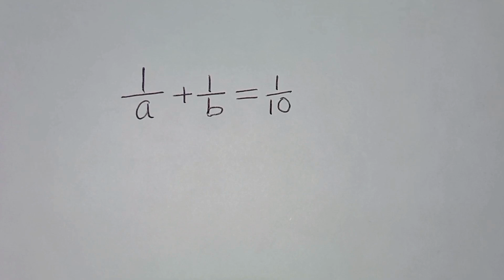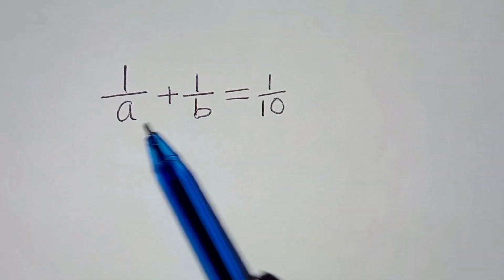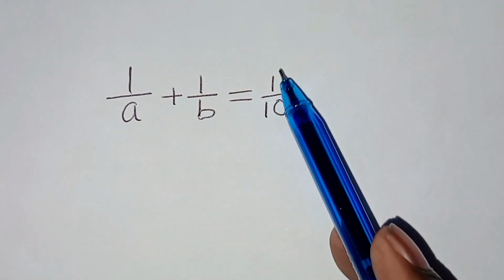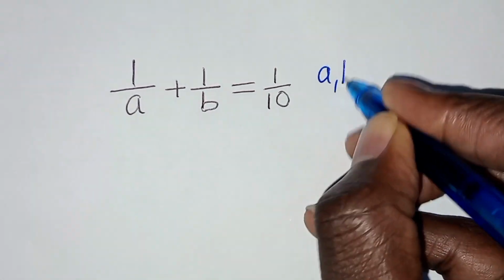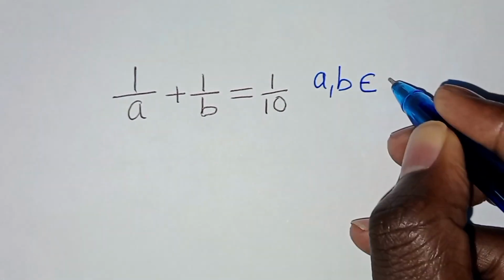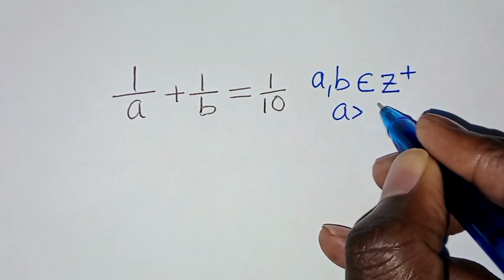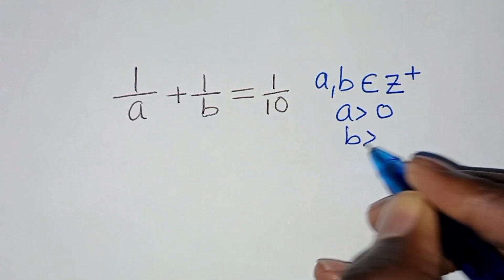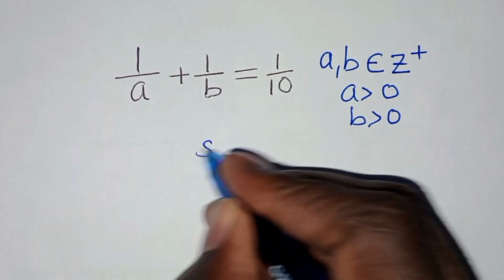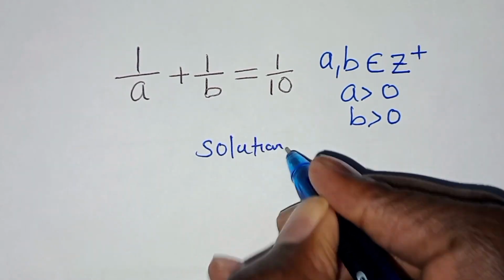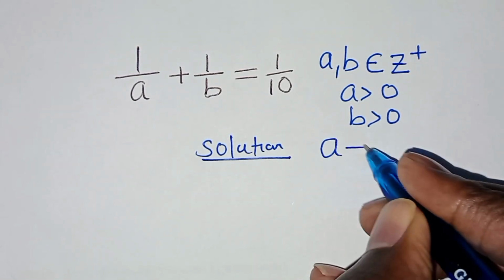Hello everyone, you're welcome to solve this nice algebra problem, which is 1 over a plus 1 over b, and this is equal to 1 over 10. Given that a and b are members of positive integers, so a is greater than 0 and b is greater than 0. Now, solution from here. The question here is, what is the value of a plus b?